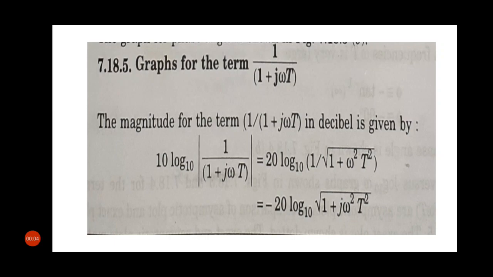Hello student, in this lecture I will discuss graphs for the term 1 by 1 plus j omega t, that means normal pole. See, the magnitude for the term 1 by 1 plus j omega t in decibel is given by 20 log 10 mod of 1 by 1 plus j omega t, and this is equal to 20 log 10 1 divided by root under 1 plus omega square t square. So from this equation we can write minus 20 log 10 root under 1 plus omega square t square.